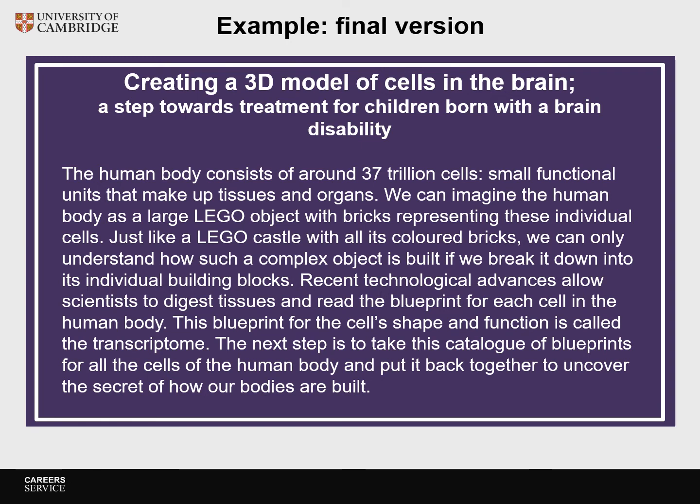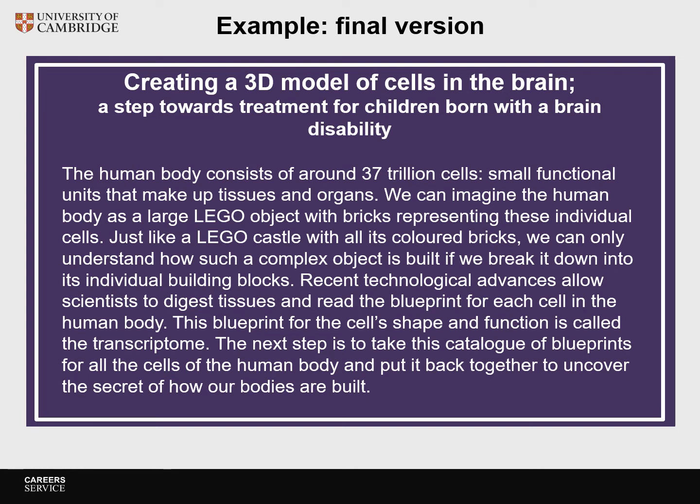The human body consists of around 37 trillion cells, small functional units that make up tissues and organs. We can imagine the human body as a large Lego object with bricks representing these individual cells. Just like a Lego castle with all its colored bricks, we can only understand how such a complex object is built if we break it down into its individual building blocks.